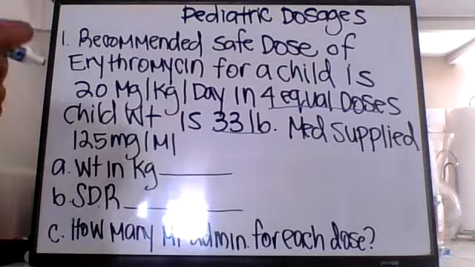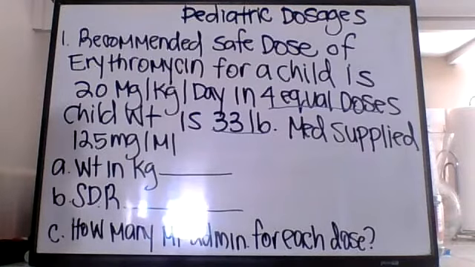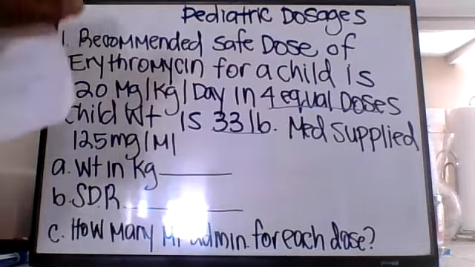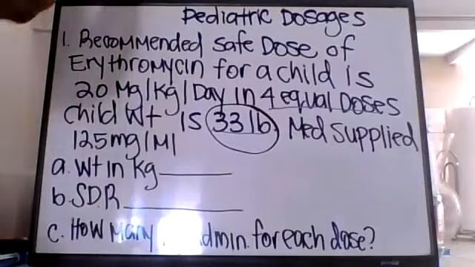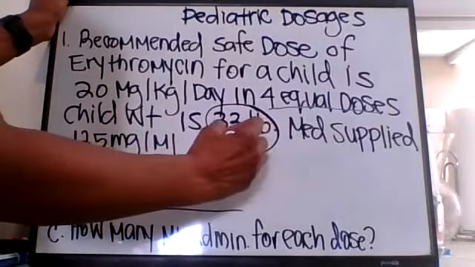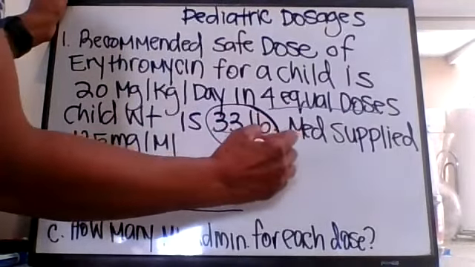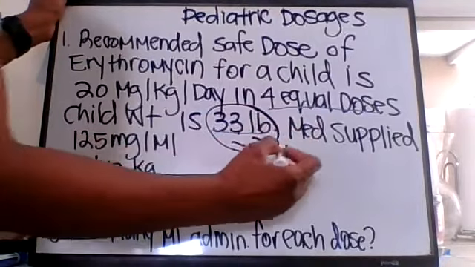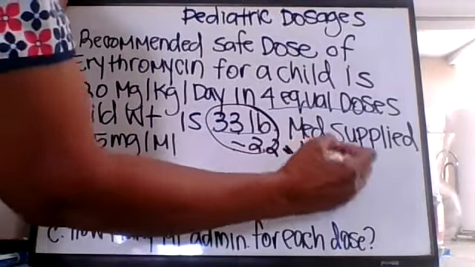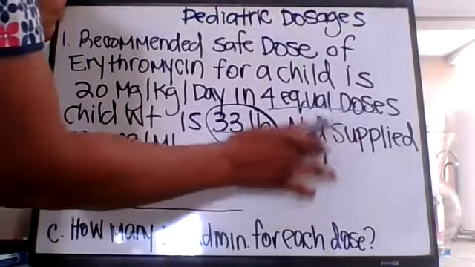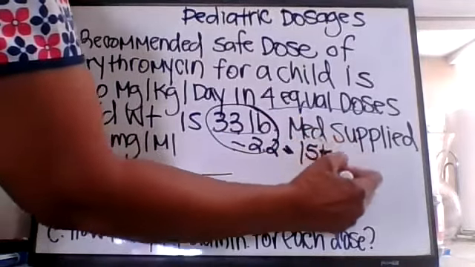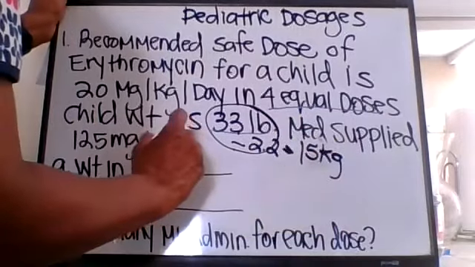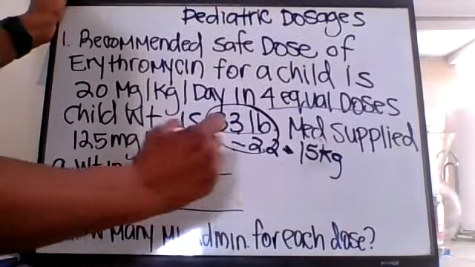All right, so the first step is to convert the child's weight to kilograms, okay? So we take that 33 and we divide it by 2.2 and we come out with 15 kilograms. So the child's weight is 15 kilograms.